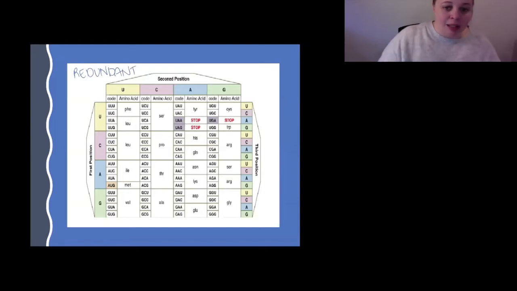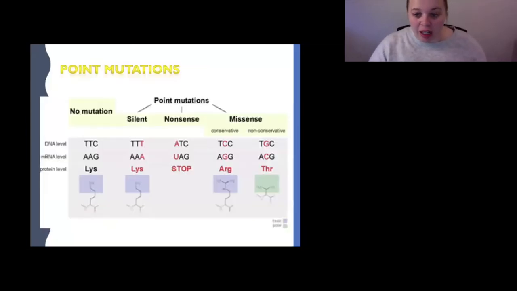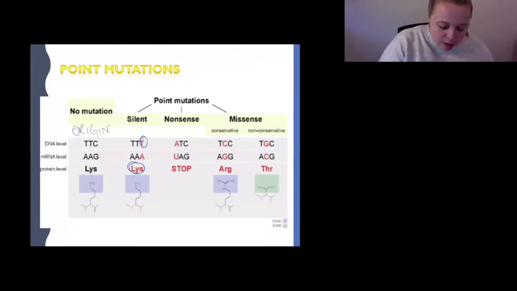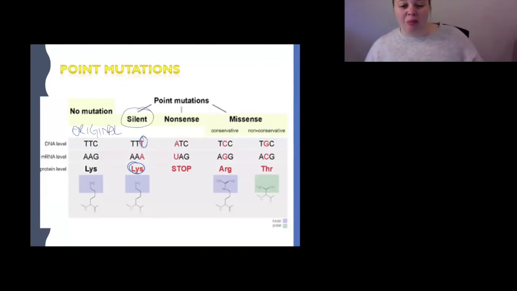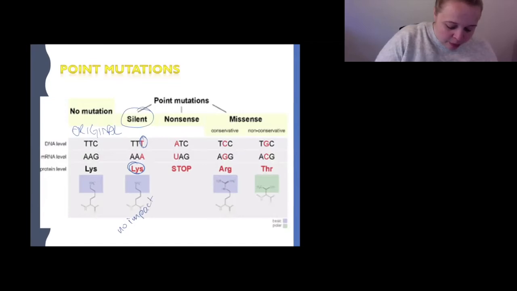Now what that means is that you can have a change in that genetic code, like this one here has changed, and it did not change the amino acid. So here, remember, here is the original, and if you don't change the amino acid, we call that a silent point mutation. So that's our first type. Do you think it's going to have any kind of impact on the protein? If we haven't changed our amino acid, this has no impact on the protein.